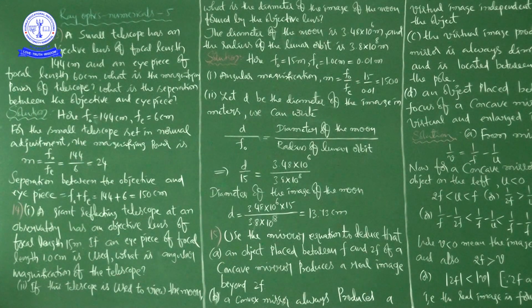Now, the separation between the objective and eyepiece, capital L, is equal to f naught plus fe. Here directly we write the separation between the objective and eyepiece as f naught plus fe. So f naught is 144 and fe is 6, it will be 150 centimeters.